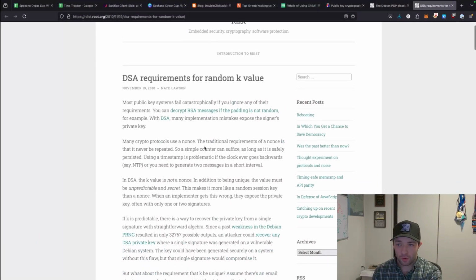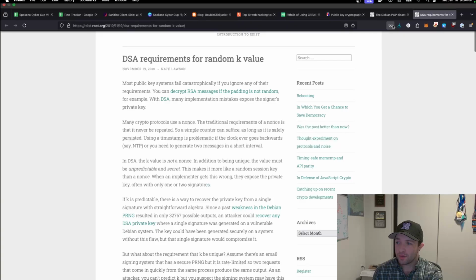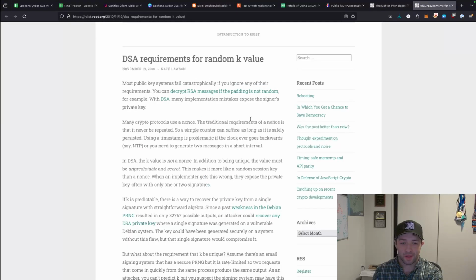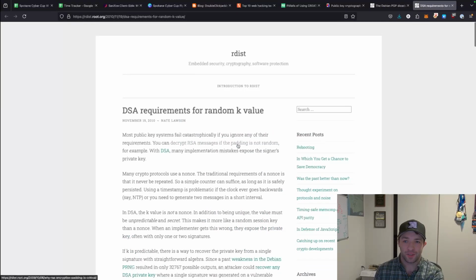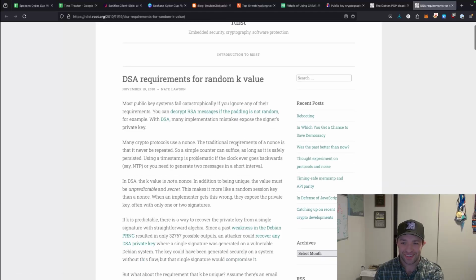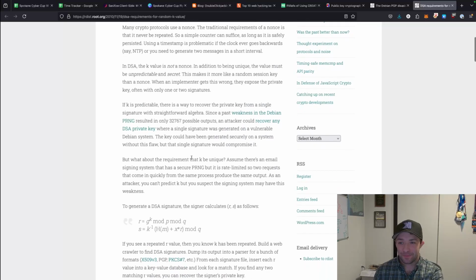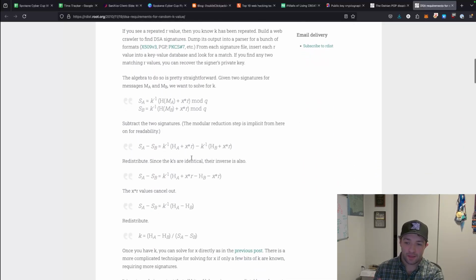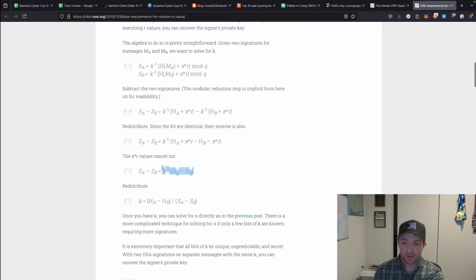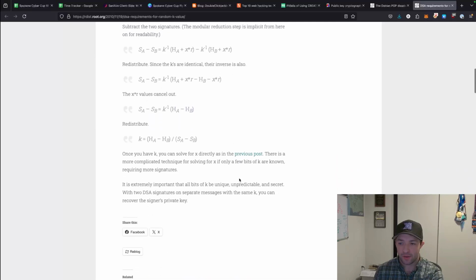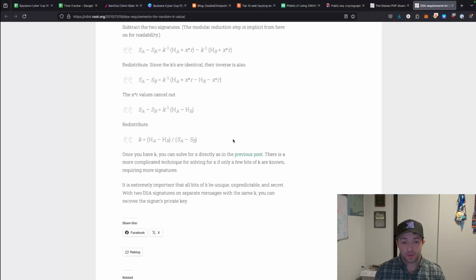So if we go to this article, it is actually from the same website. Thank you to the owner of rdistroot.org. Very much appreciate you, Nate Lawson. Thank you, Nate Lawson. You deserve a coffee for this. So it actually explains this process of simplification and canceling stuff out. And then once you know this, you can recover the nonce. Again, if you can recover the nonce, you can recover the keys like we did before.